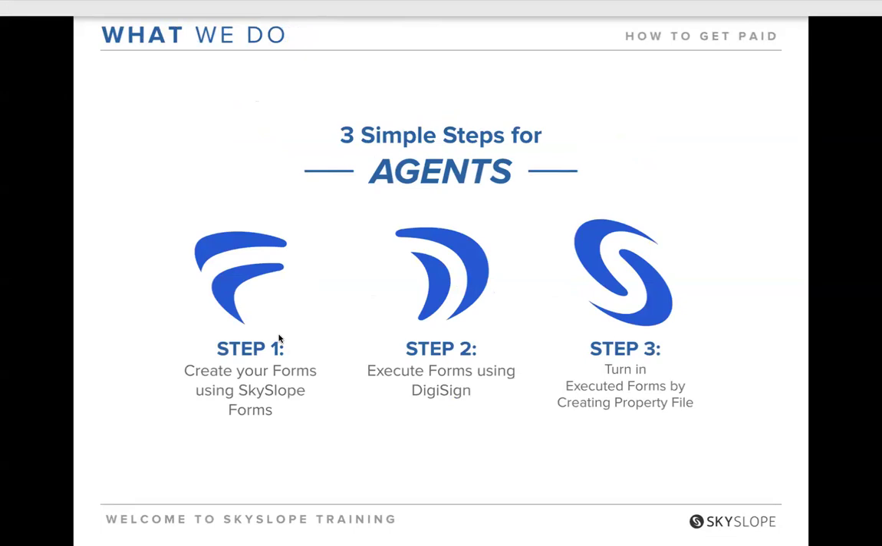Now, these are going to be your 3 steps here as an agent. Step 1 is always going to begin on our forms portion of SkySlope. Step 2, you will execute any association and or broker forms utilizing our digital signature tool, which we call DigiSign. And then step 3, we're going to go ahead and turn in those executed forms by creating a property file. So without further ado, let's go ahead and hop right on over to our SkySlope account.